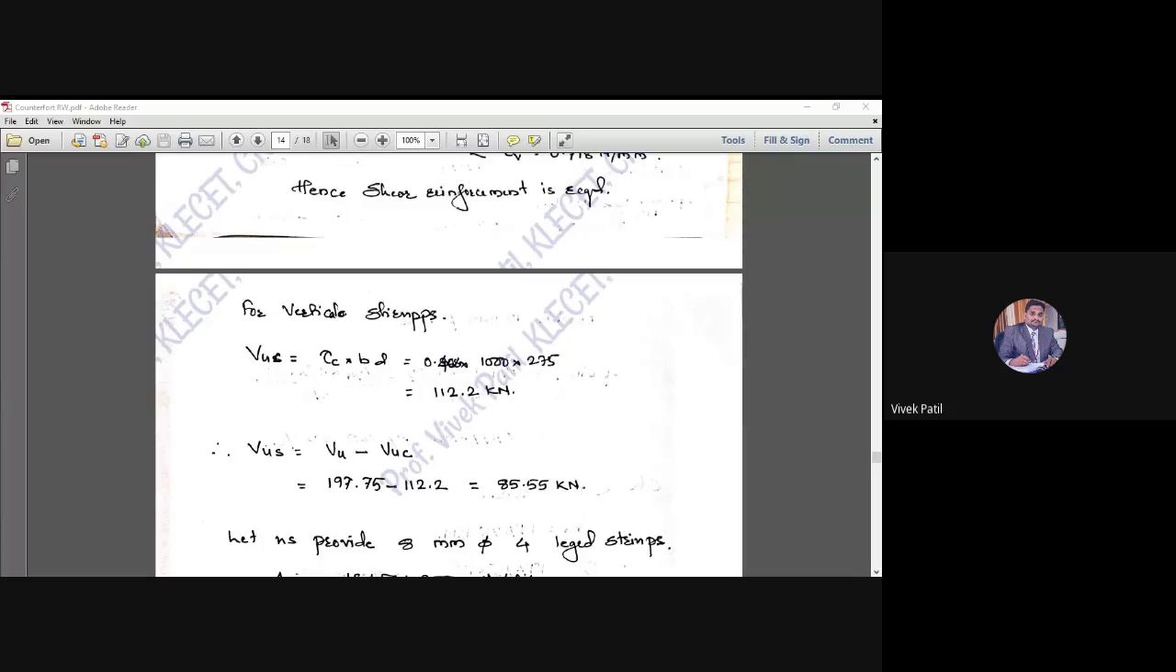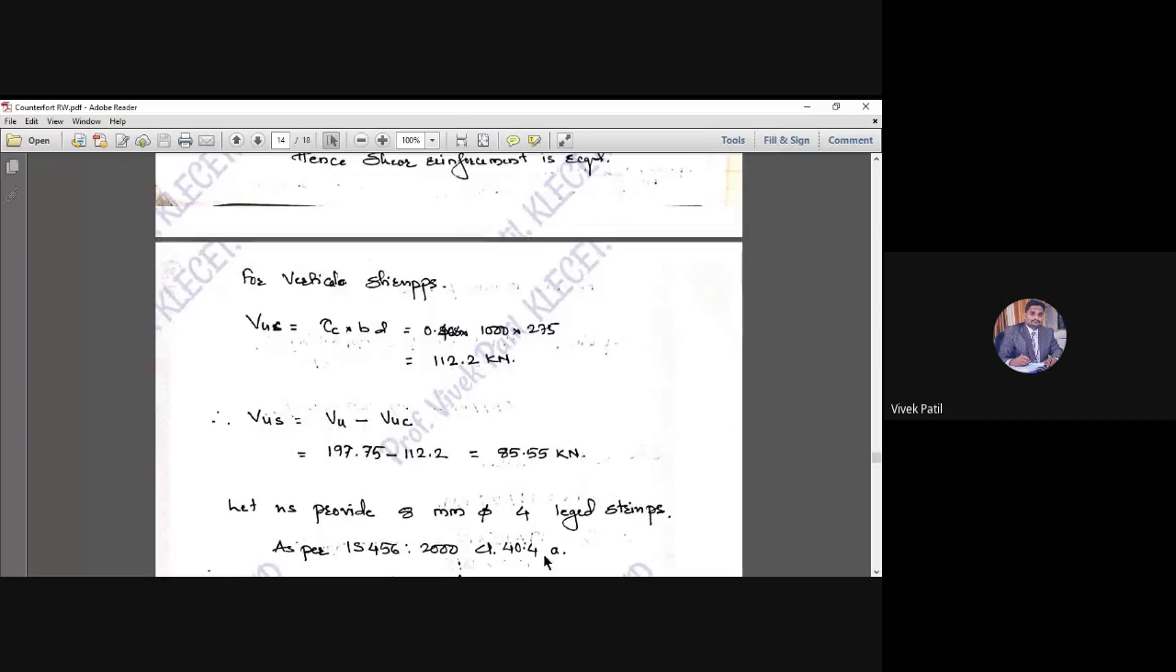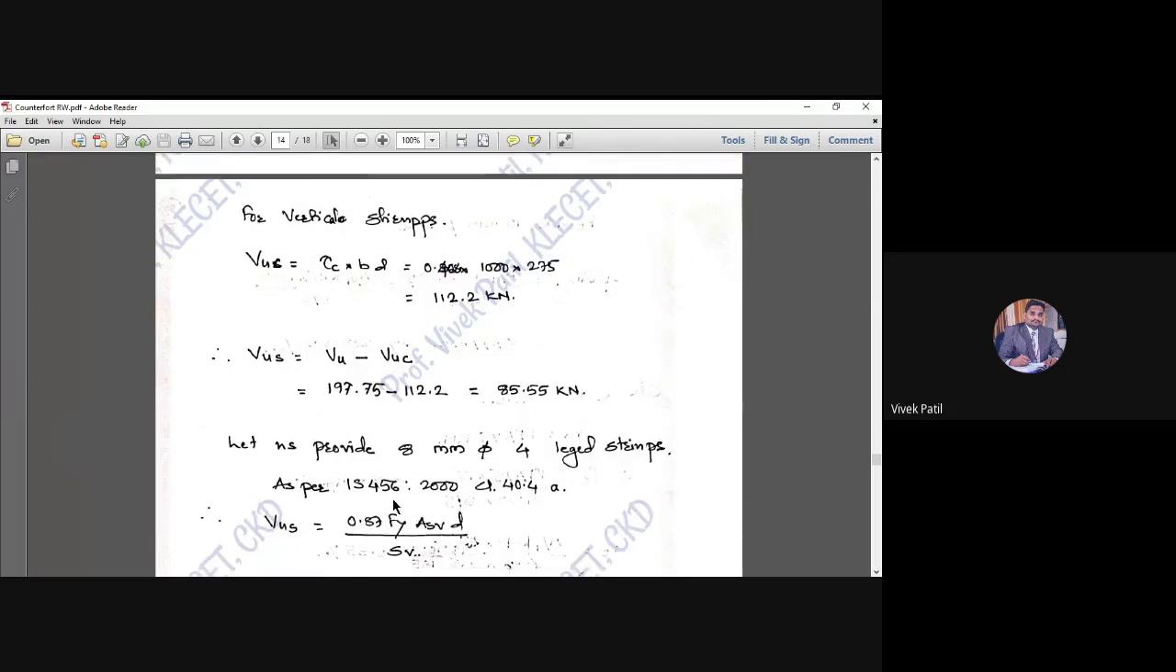Viresh, are you there? Yes, sir. What is the formula for vertical stirrups? Vus is equal to 0.87 fy Asv d by Sv. Okay, so this is the formula we'll be using from clause 40.4.a. So according to that, Vus is equal to 0.87 fy Asv d divided by Sv.